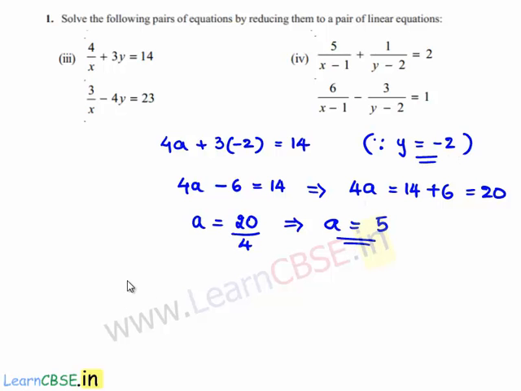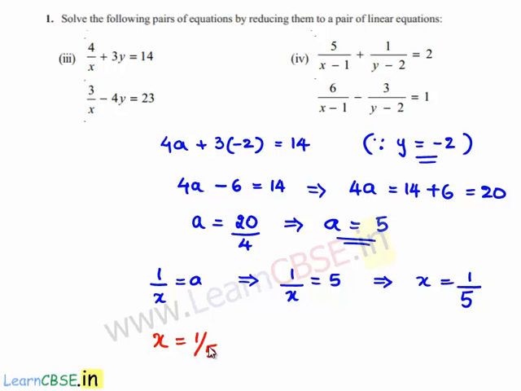In the beginning, we have assumed that 1 by x is equal to a. So in place of a, we can write 5. So we get x is equal to 1 by 5. So the required solutions of the given set of linear equations are x is equal to 1 by 5 and y is equal to minus 2.